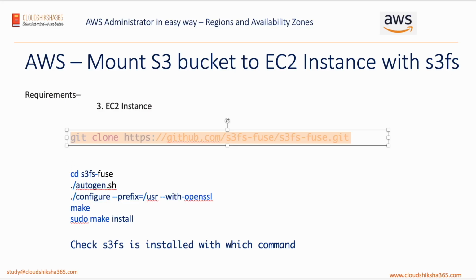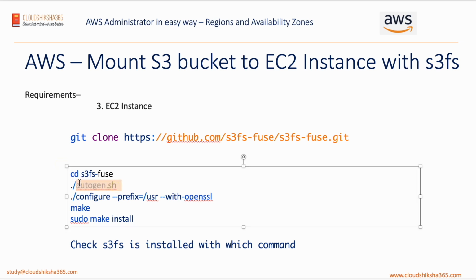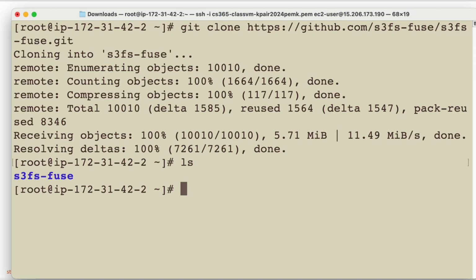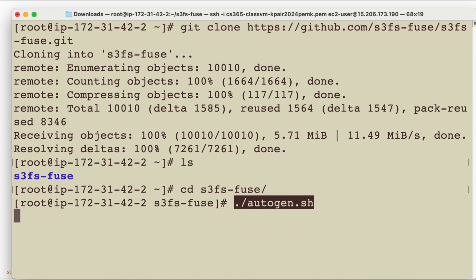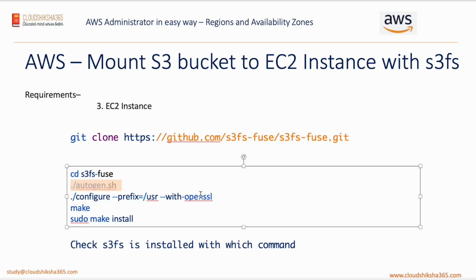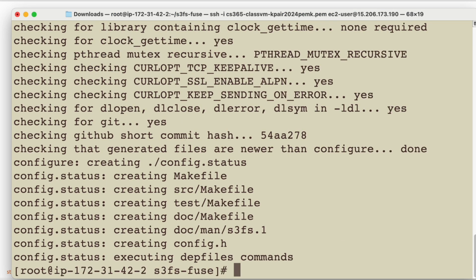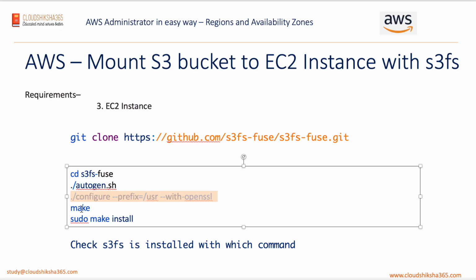Now if I go back here, the next step is we will go into it and then we will run this script. So let's do this. We go to S3FS Fuse and then I will just run this script. Once this is done, the next step is to configure it. So basically we are compiling this software now. These are compilation steps. We are compiling our software, and that is the reason we needed all those libraries and software that we installed as a first step here. So now we are in the compilation process.